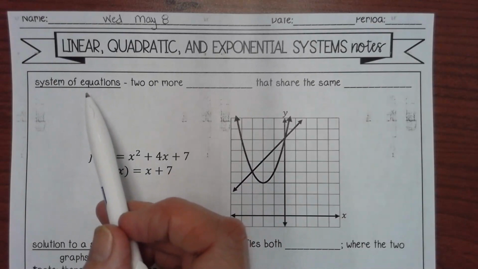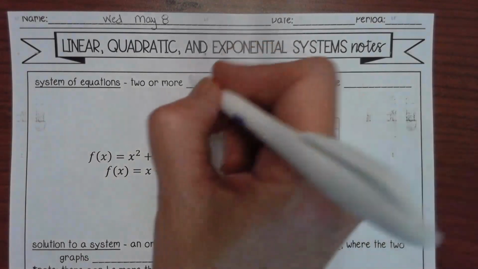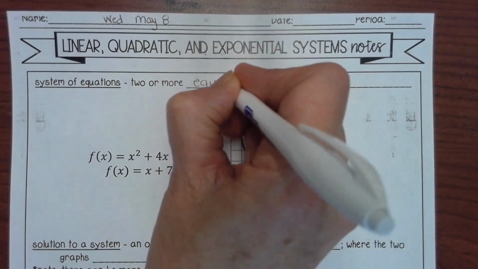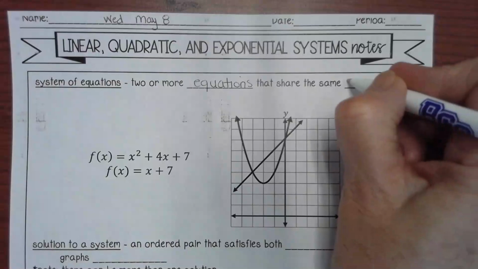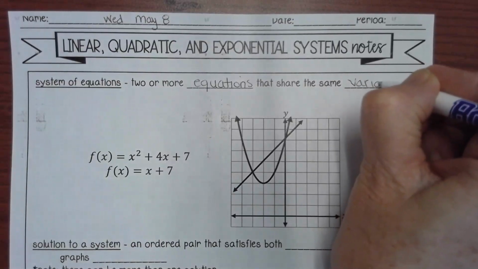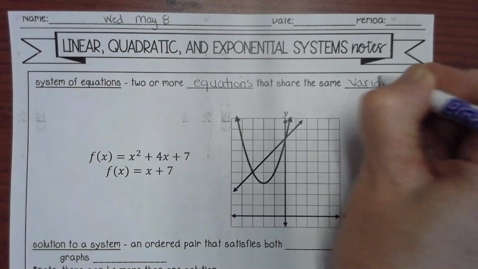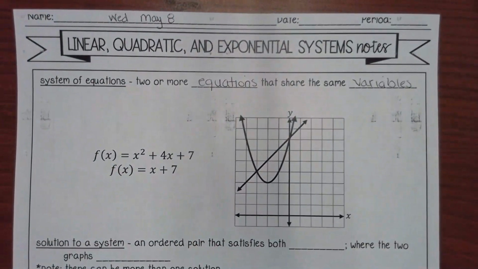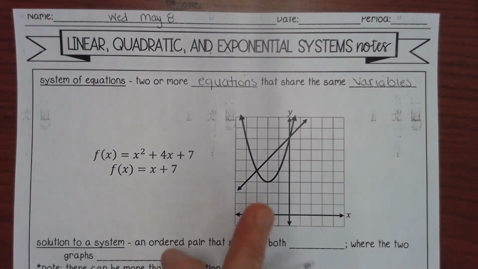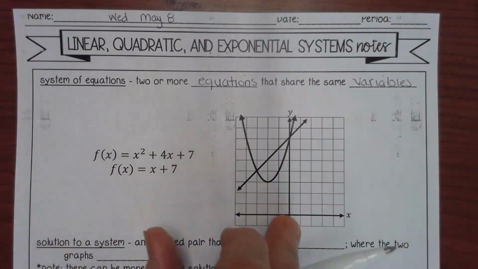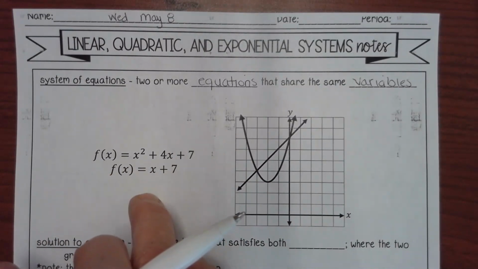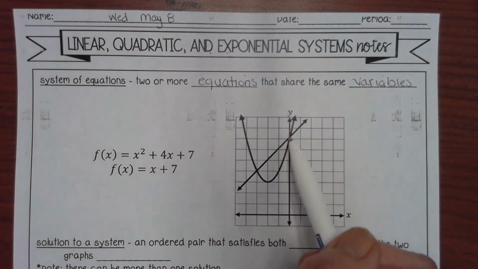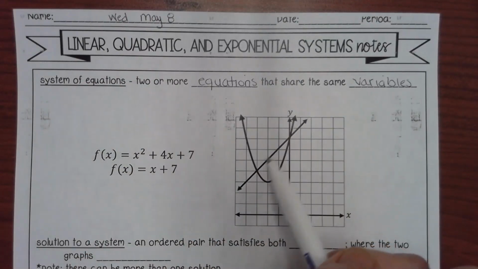So, systems of equations. It's two or more equations that share the same variables. Now, when we did our systems unit, typically we were dealing with two linears, so you would have two lines crossing. If one of these is a quadratic and one's a linear, don't panic. The answer is still where they intersect. It's just now there might be more than one solution.